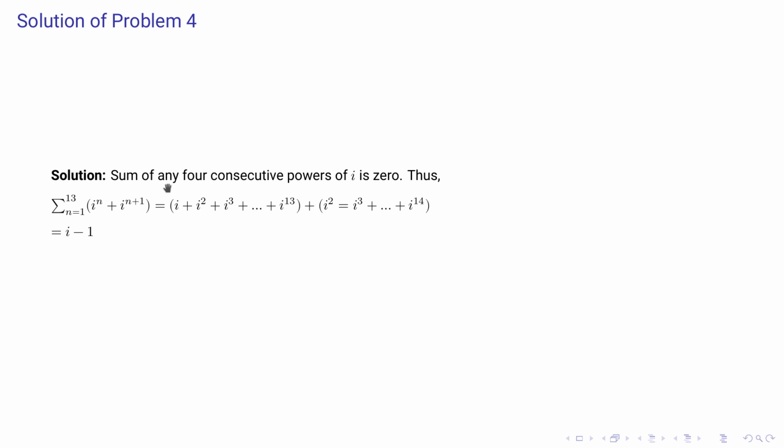So you know that the sum of any 4 consecutive powers of i will be 0. So i square to i to the power 13 forms 12 such consecutive powers. 12 is a multiple of 4, so these 12 will become 0. So only i will remain. In this case, we take out i square and i to the power 13 to i to the power 14 will become 0. So i square is minus 1. So the sum is i minus 1.